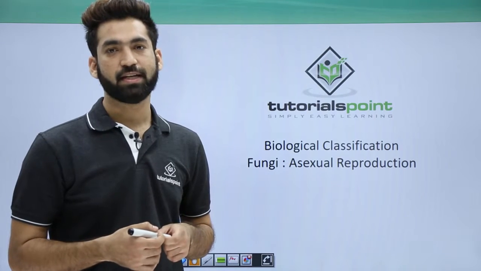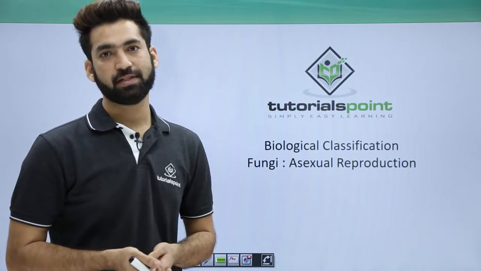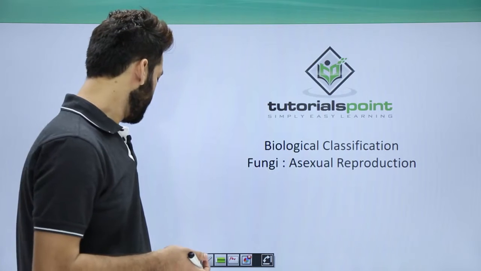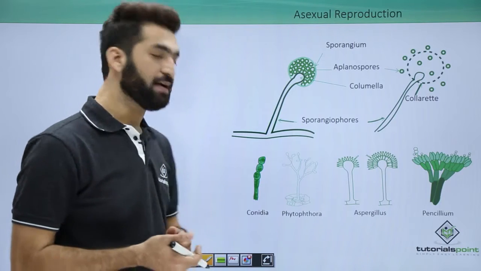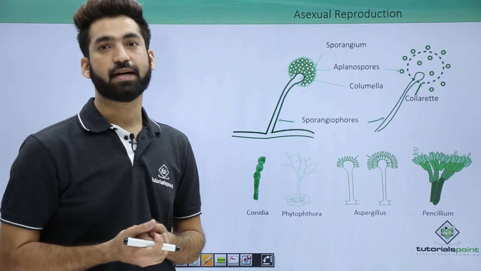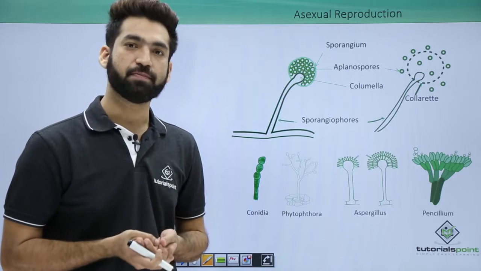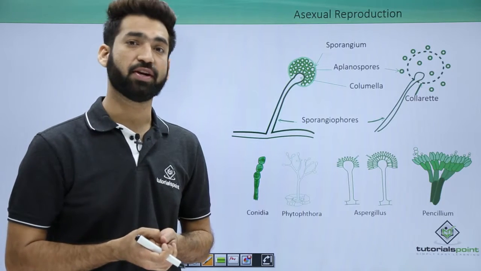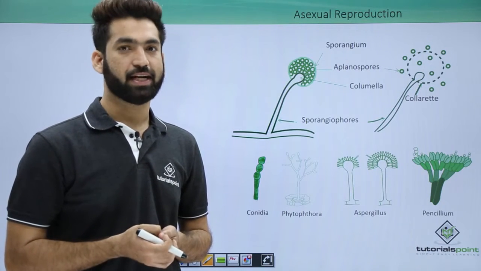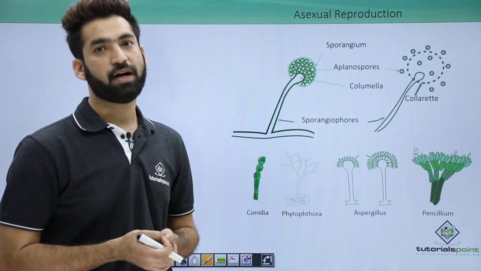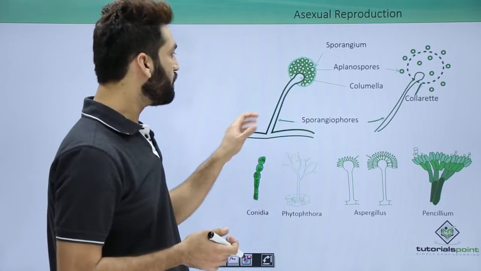In this session, I'll be telling you about different types of asexual spores formed in fungus. As I've already informed you, the different types of asexual spores formed in fungus are either zoospores, aplanospores, also called sporangiospores, and they can be conidia even. So today we'll talk about how they look.